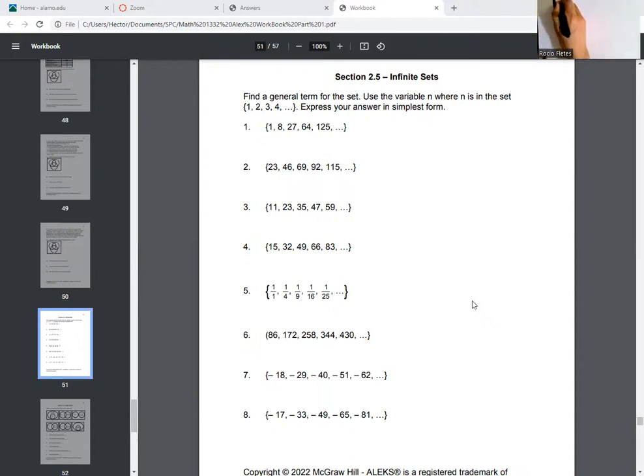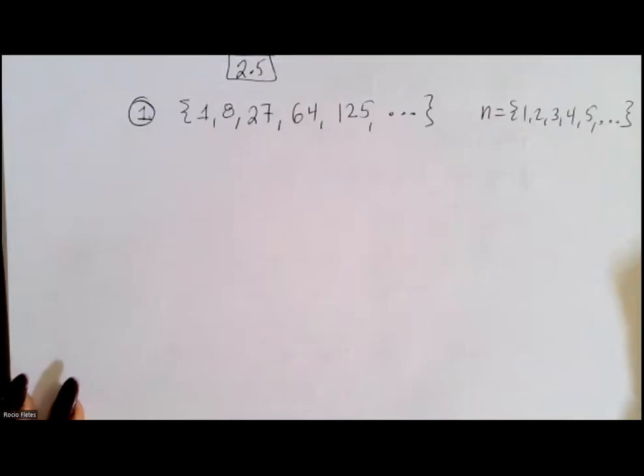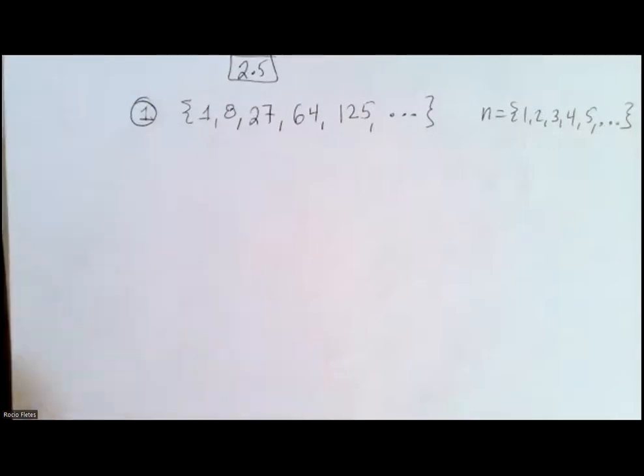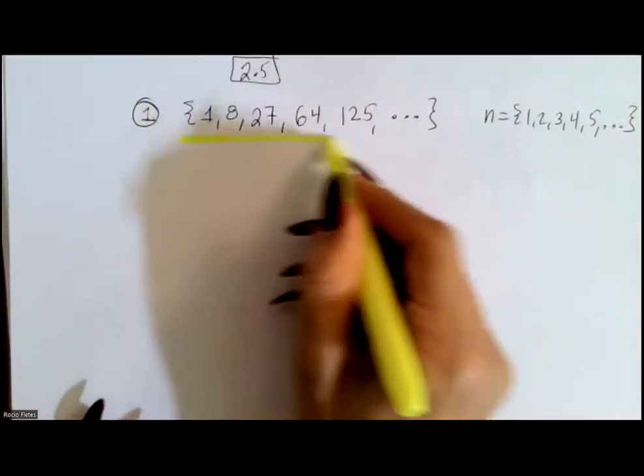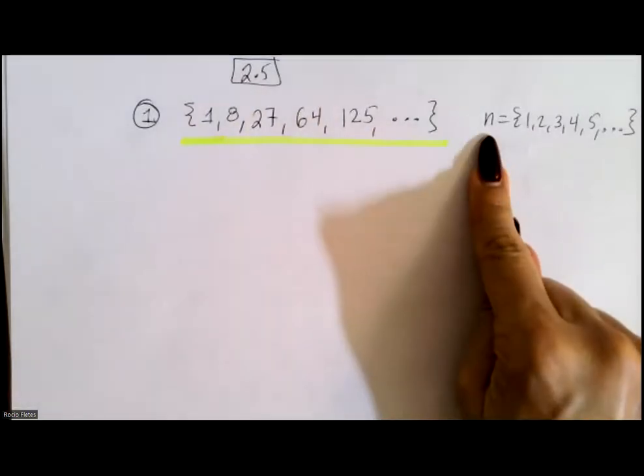Okay, so let's see. I'm going to write problem number 1. This is section 2.5. I'm going to write the set, and then we'll work this one together. So we have 1, 8, 27. This is sort of like what we did in the past, where we had to find the pattern, but now we have to use n, where n is one of those natural numbers. Remember, n is equal to 1, 2, 3, 4, 5, etc. So n is a natural number. We want to focus on this set here. We're trying to find a pattern using n.